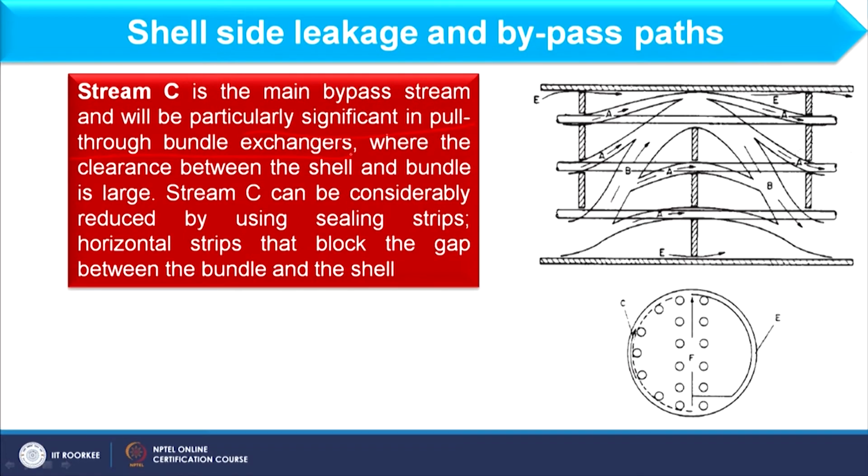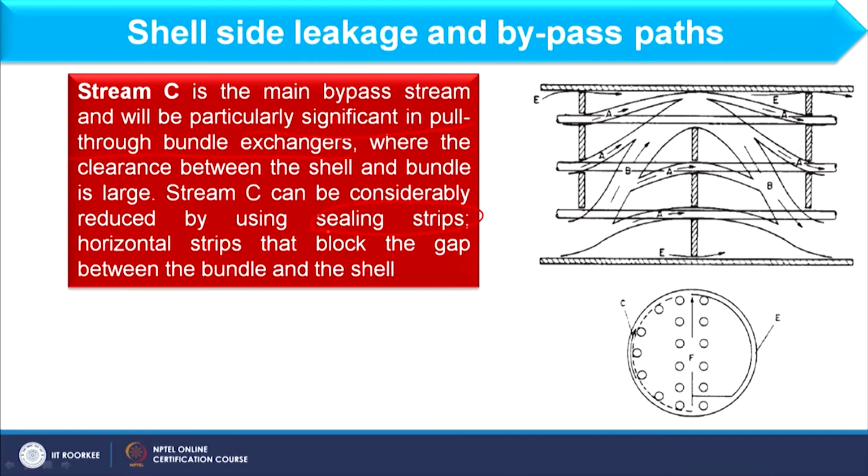So, we have to bring that fluid to the cross flow section, and that we can do using sealing strips. Sealing strips are basically used to reduce the effect of stream C. And these are horizontal strips that block the gap between bundle and the shell. So, when we discuss the effect of bypass stream, there we will discuss the sealing strips and their uses, how they are placed, in detail.